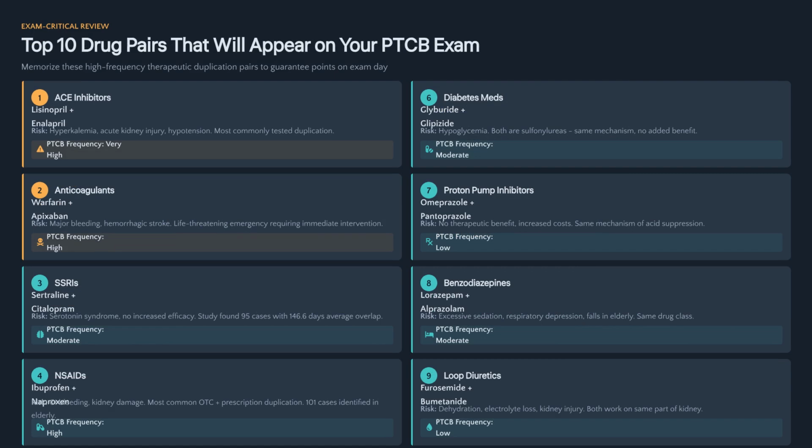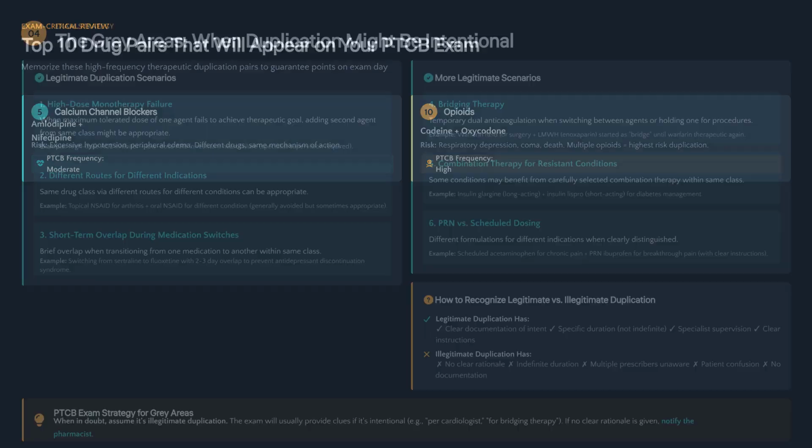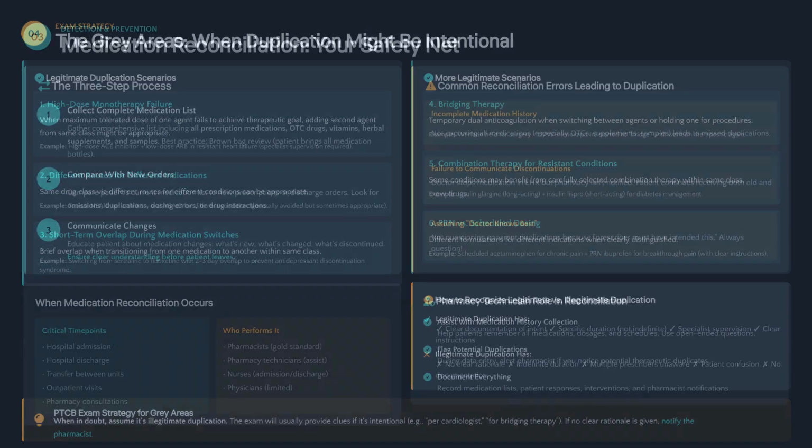Memorize these high-frequency pairs: lisinopril and enalapril, warfarin and apixaban, sertraline and citalopram, and ibuprofen and naproxen. These are crucial for exam success. Also focus on calcium channel blockers like amlodipine and nifedipine, which risk excessive hypotension, and opioids like codeine and oxycodone, which risk respiratory depression. Therapeutic duplication is sometimes intentional, such as short-term bridging therapy or combination therapy for resistant conditions. Intentional duplication is characterized by clear documentation of intent.